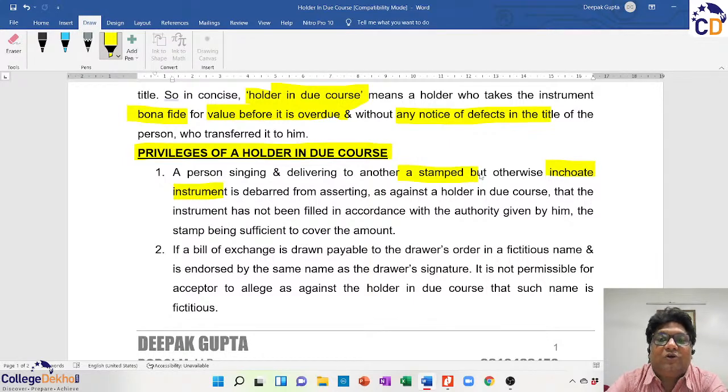But if you are not a holder in due course, then it's subjected to the legal interpretation, and then the court will decide in the case of dispute whether you are eligible to such payments or not.